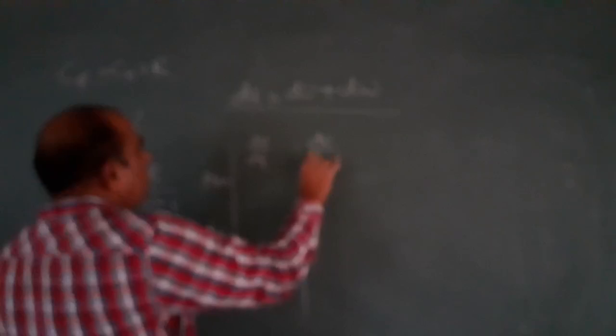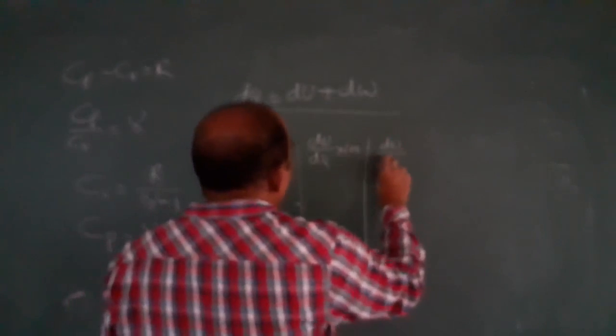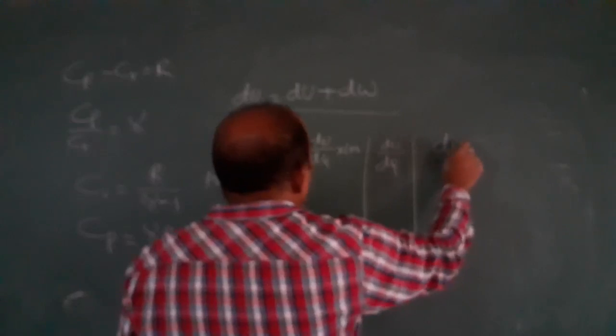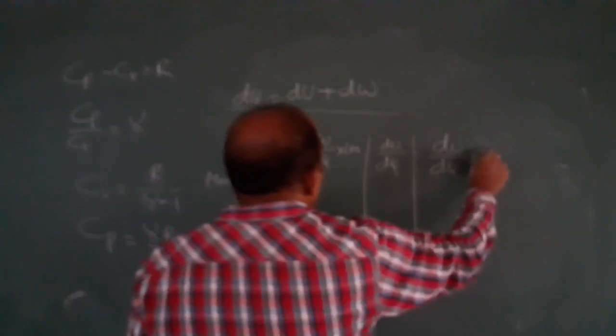First law of thermodynamics, dQ is equal to dU plus dW. One table for monoatomic, diatomic, polyatomic. For this, dU by dQ, how much? dU by dQ into 100, how much? dW by dQ, how much? dW by dQ into 100, how much?